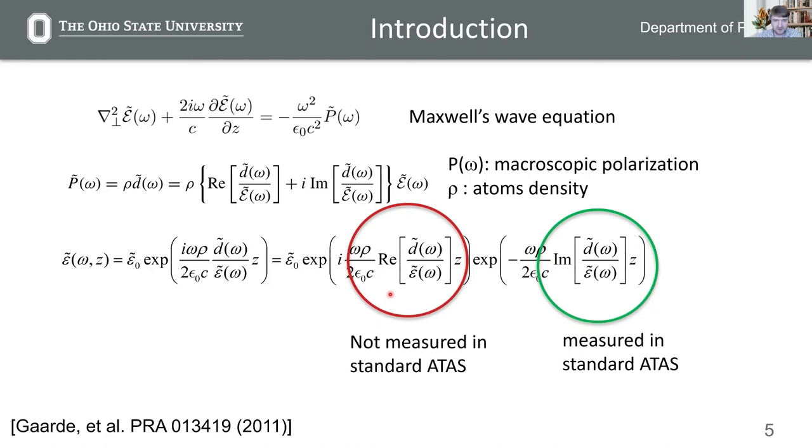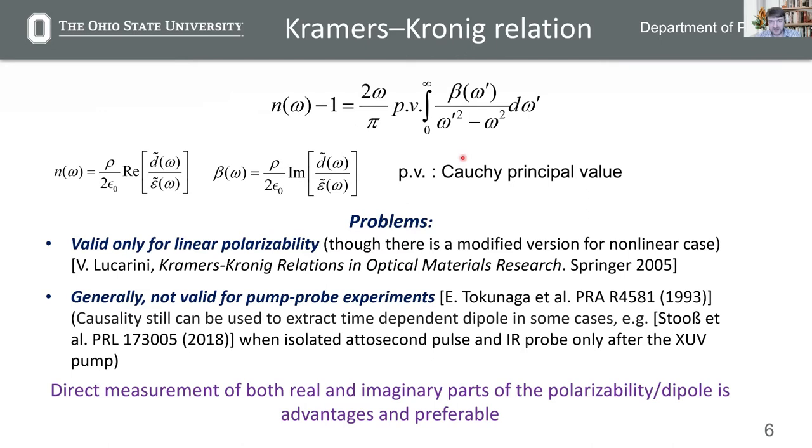However, one could argue that there is a Kramers-Kronig relation which links the real and imaginary parts of the refractive index and the corresponding polarization. But the problem is it has limited applicability, so it fails in a number of cases because it is derived under certain assumptions. One assumption is a linear medium response, so it generally fails for nonlinear optics. However, there is a modification valid for the nonlinear case.